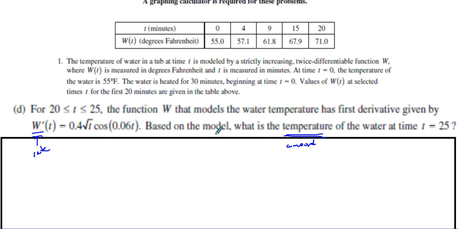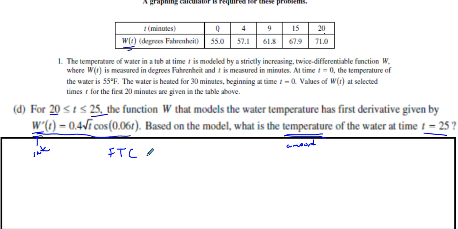And the only thing is, based on this, we are looking for what W is. But notice that W, the degrees in Fahrenheit, only goes from 0 to 20, and that's why they give us this other equation. But this equation is from 20 to 25. So in order to figure this out, we're going to use the fundamental theorem of calculus.